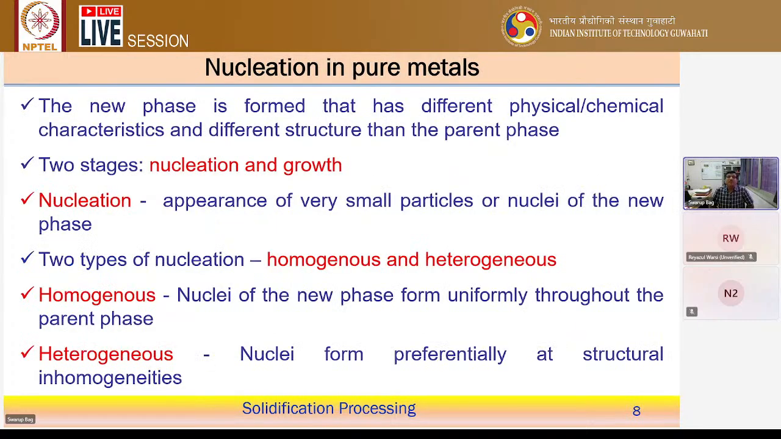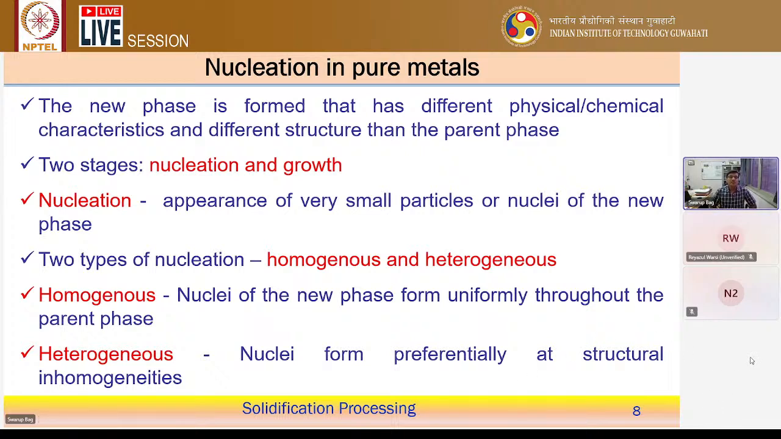Now we look into nucleation in a pure metal, that is, solidification. One of the most important parts of solidification processing is the way solidification occurs. We can explain that solidification occurs in two different stages: nucleation and growth.